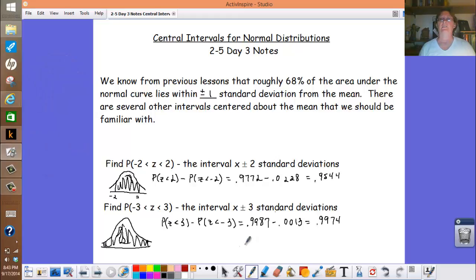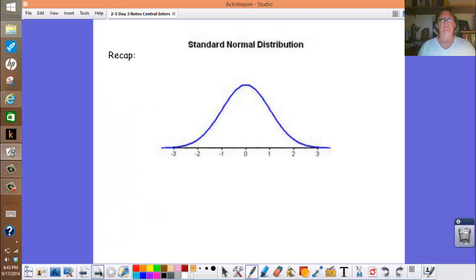Here's my calculation. Very large probability, almost 100% within 3 standard deviations of the mean. I'd like us to try and get a little resource going here, a recap of that information, if you will.